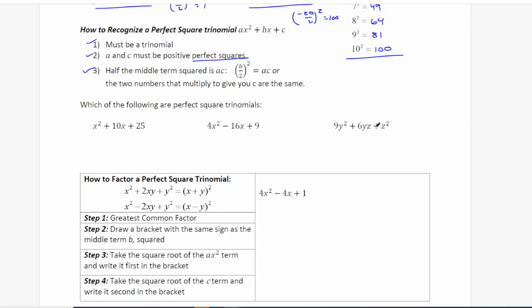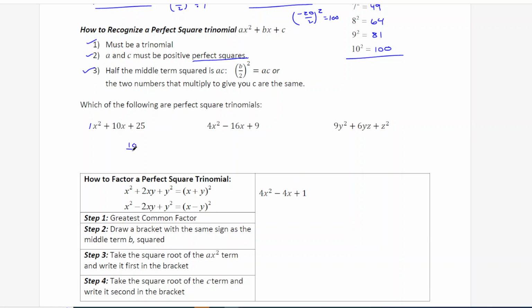So let's check to see if these are perfect square trinomials. So technically, the test is that they're trinomials, which they all are. And then A and C have to be positive perfect squares. 1 and 25, all good. 4 and 9, all good. 9 and 1, all good. Then here's the real test.